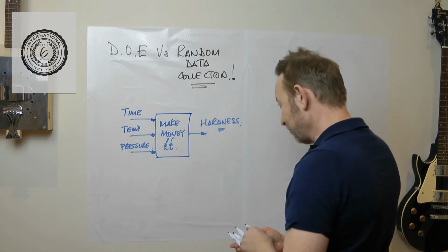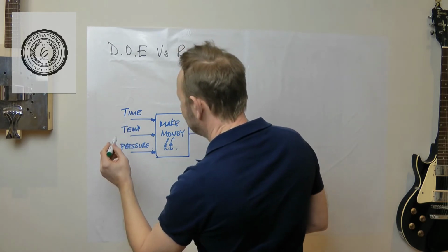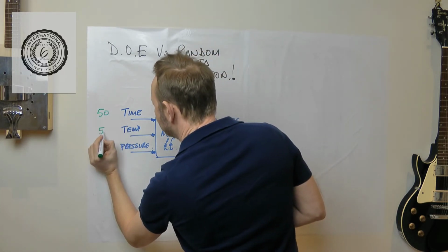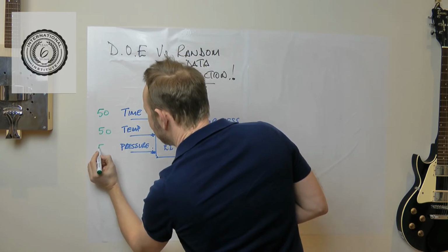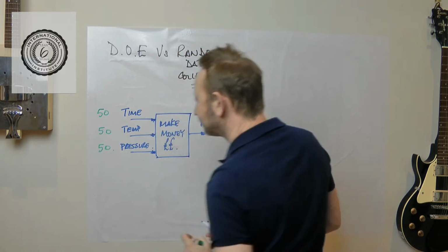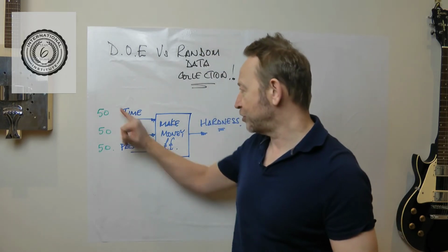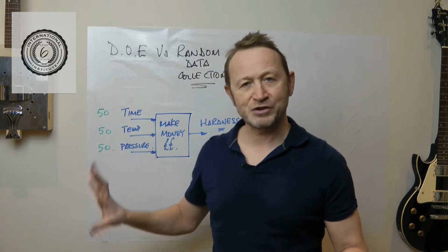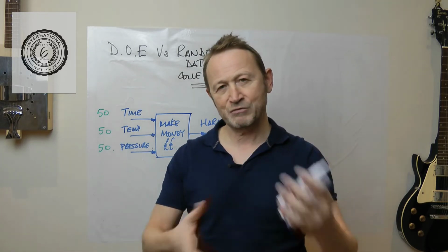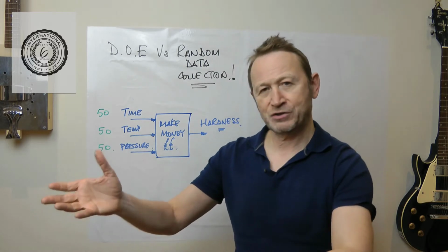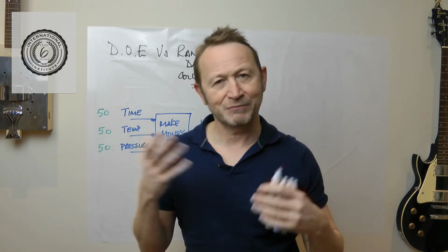So think now, let's have a look. Let's say there's 50 choices on time, 50 choices on temperature, and 50 choices for pressure. So we're just going to put those numbers in just to make a point about how you might test and what machine learning might do, what randomly collected data might do.